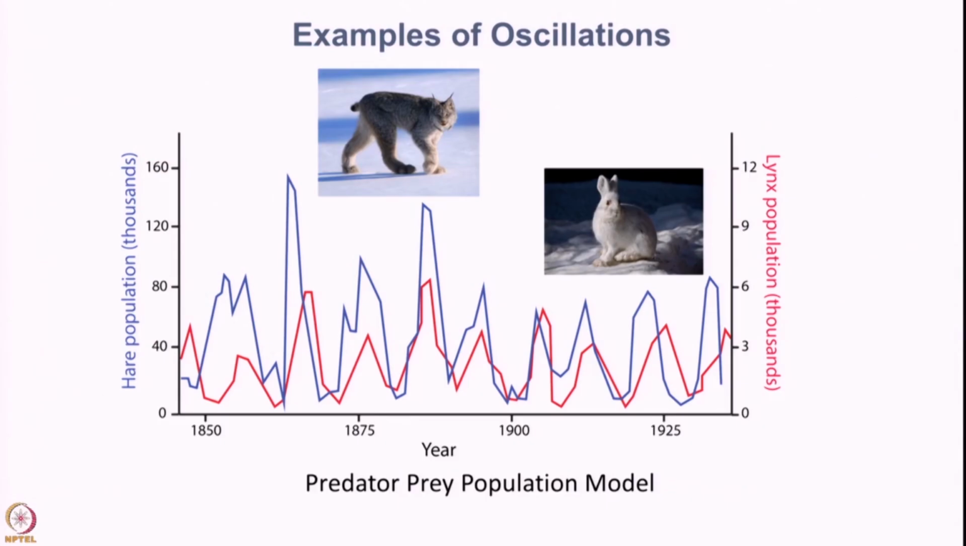Here is another example of oscillations. What this graph illustrates is how the population of two different species varies over time. One is the hare population, which is shown on the left vertical axis and the values are shown by the blue line. And on the right axis we have the population of lynx. Lynx is nothing but a large cat which hunts and eats the rabbits. So the rabbit is the prey, and the lynx is the predator.